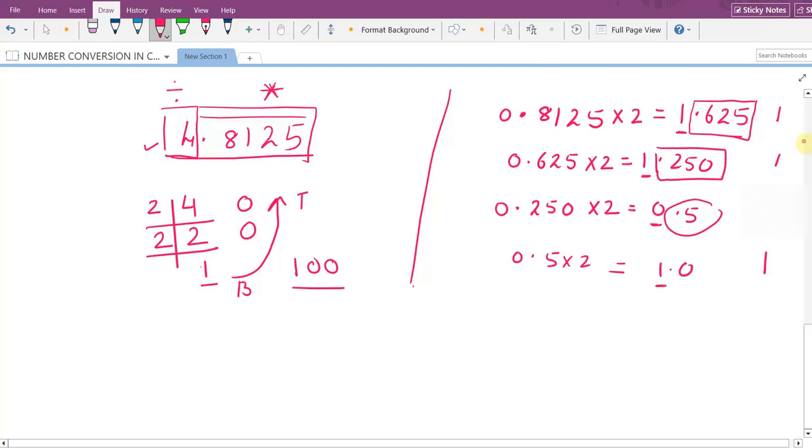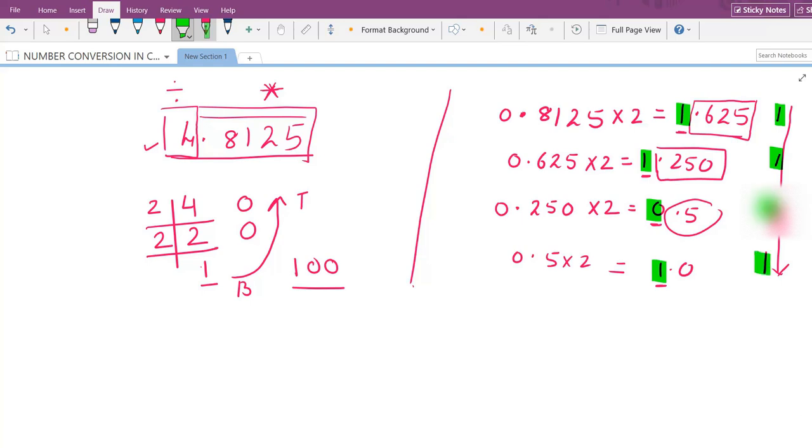Now I have told you that the approach goes like this. Again I would like to highlight what we have done. Before the point, you can see you will get either 0 or 1, and one by one we have noted it down here. This is the way we have done it. So don't get confused.